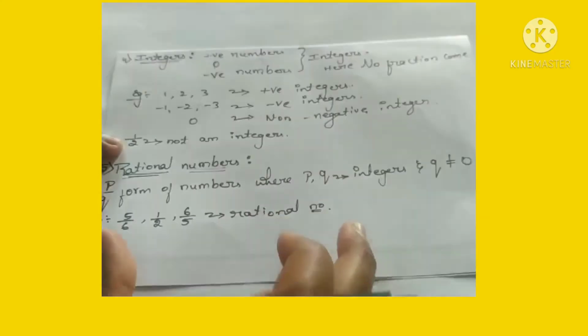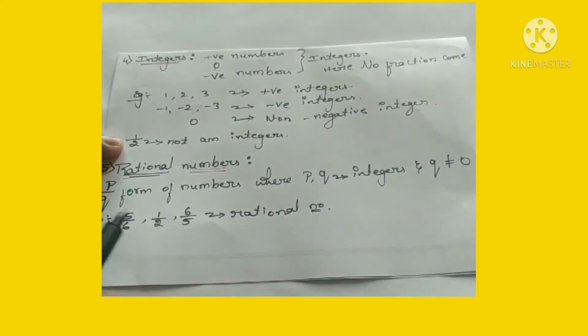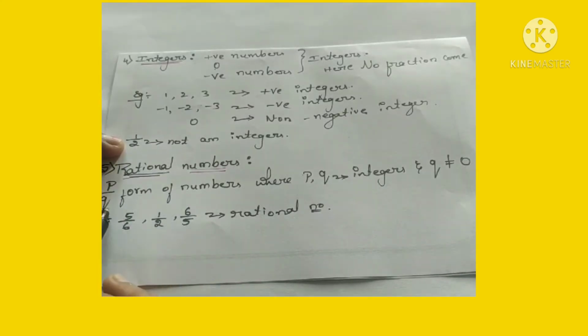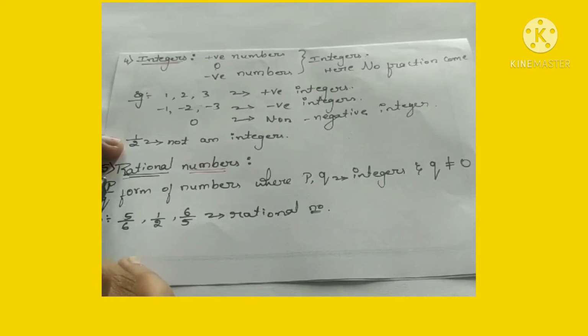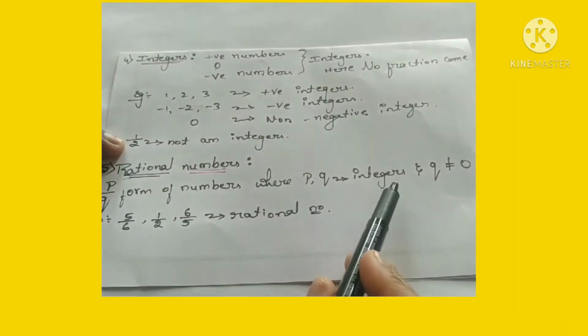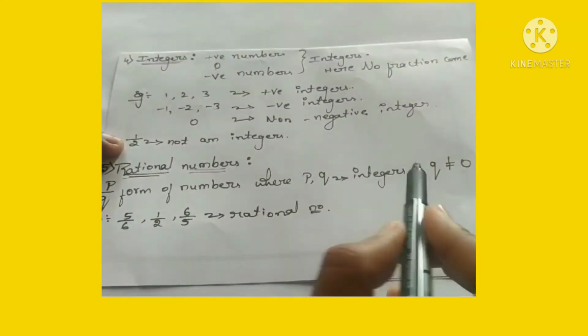These are all rational numbers because they satisfy the condition that the number is of the form p by q. Here, if you observe 5 by 6, 1 by 2, 6 by 5, they are all in the form of p by q. So the first condition is satisfied. Next, p and q are integers. Here 5 and 6, 1 and 2, 6 and 5 are all positive integers. So the second condition is also satisfied.